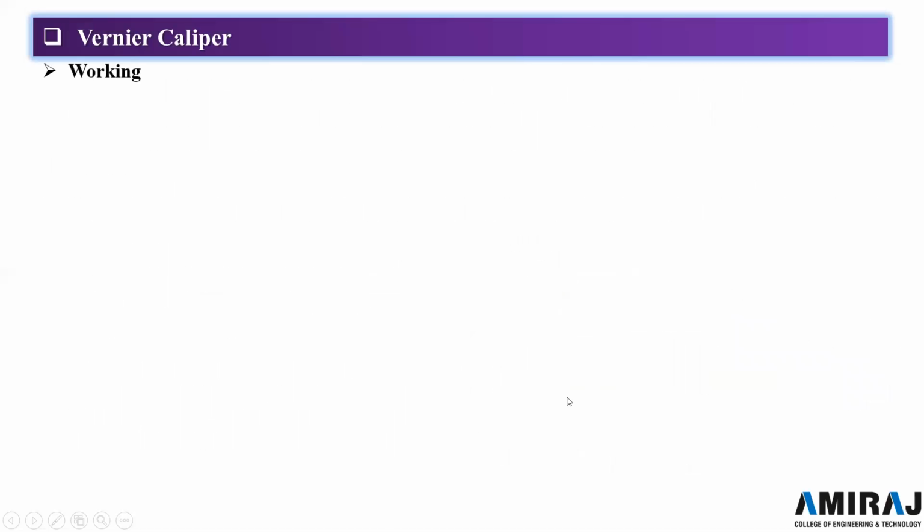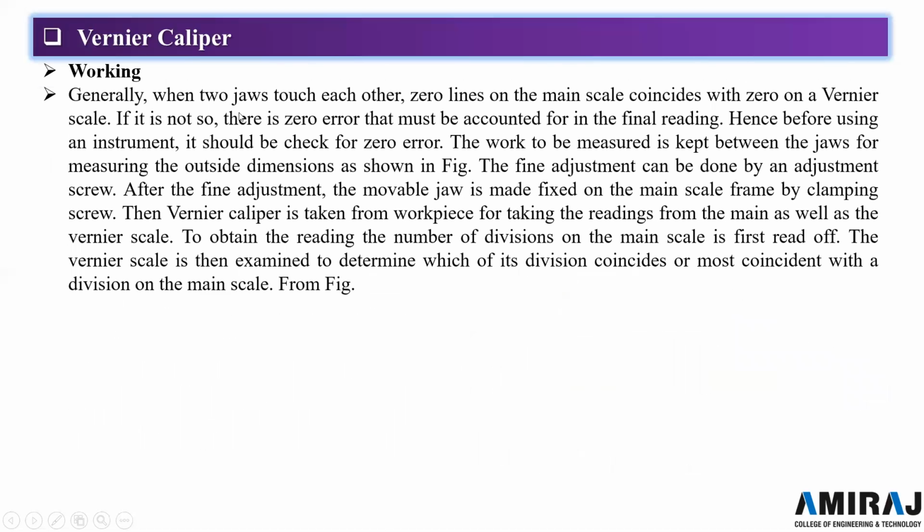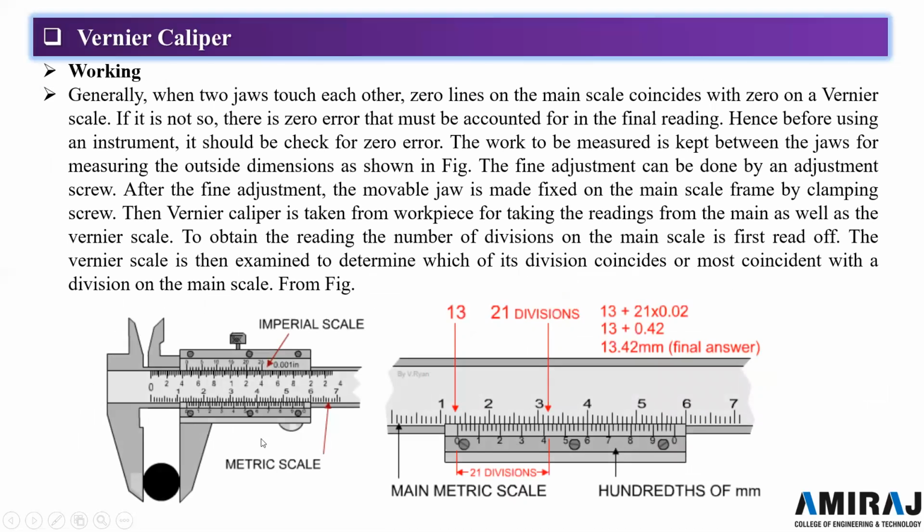Now, how it works? Let us see. Generally, when two jaws, here you can see the vernier, two jaws touch each other. Okay, so when the two jaws here they are not touching each other, but when they are touching at the zero position, the zero line on the main scale can coincide with the zero on vernier scale. जो मेन स्केल की जीरो लाइन होगी और वर्नियर की जो जीरो लाइन होगी वो दोनों coincide करेगी. If it is not so, there is zero error that must be accurately accounted for in the final reading.